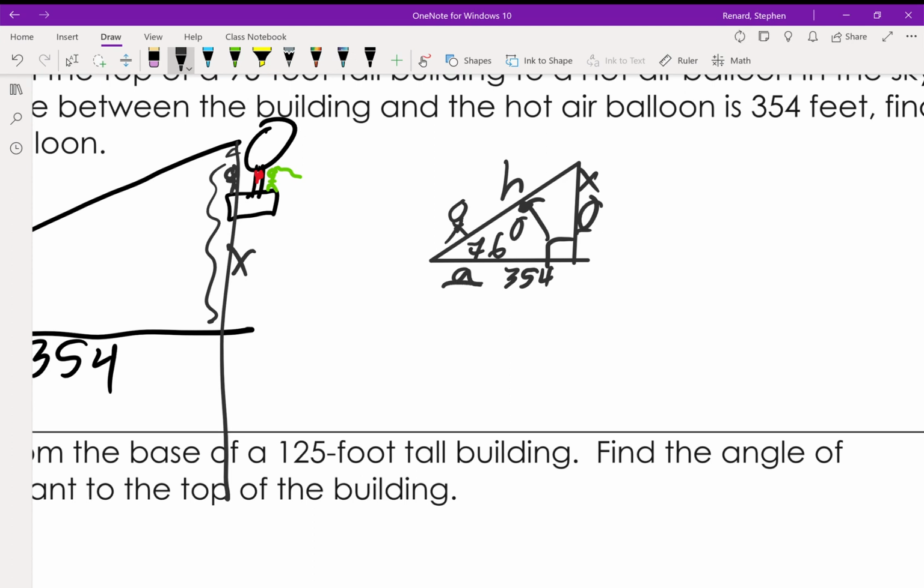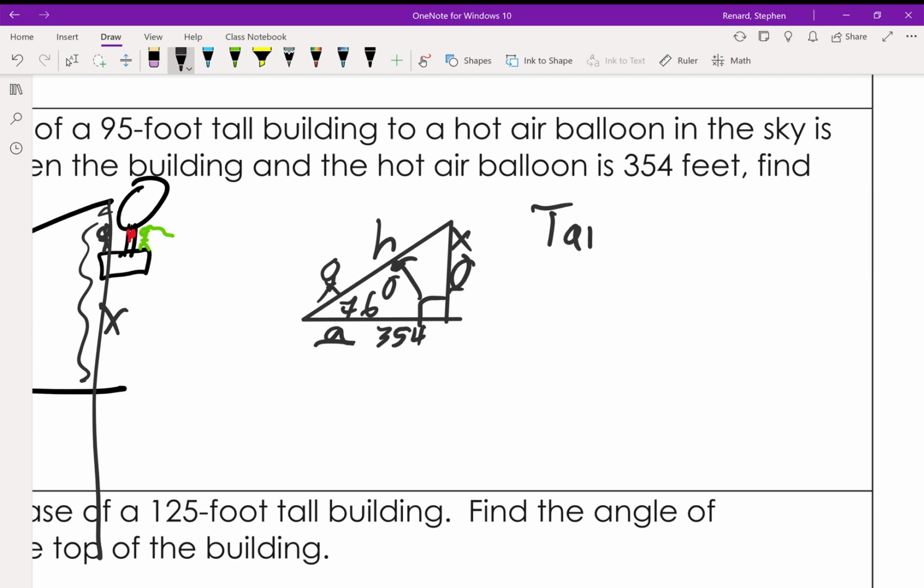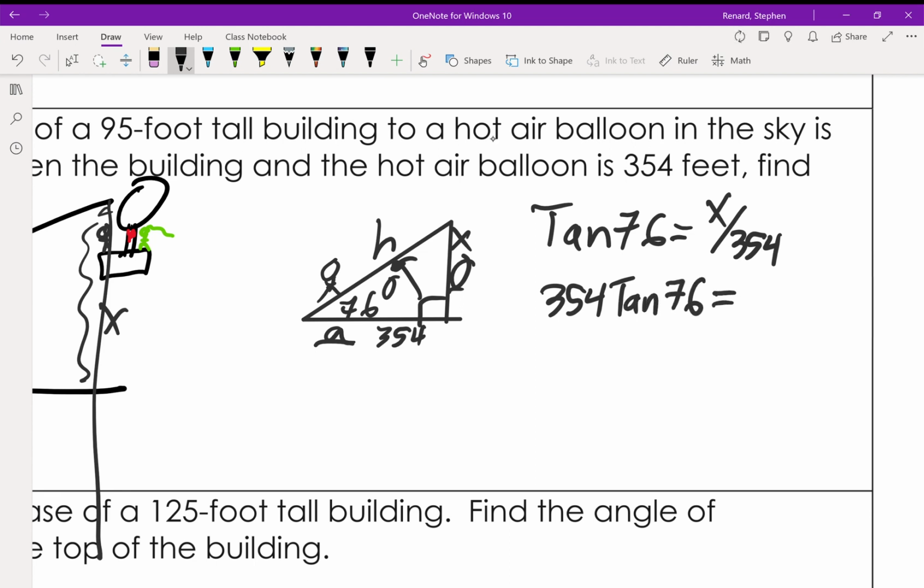Now, 7 out of 10 times, if not more, when we do these angles of elevation and depression, you're going to be looking at tangent, which this one is. It's opposite and adjacent. So we have the tangent of 76 equals x over 354. Multiply both sides by 354, so we get 354 tangent of 76 equals x.